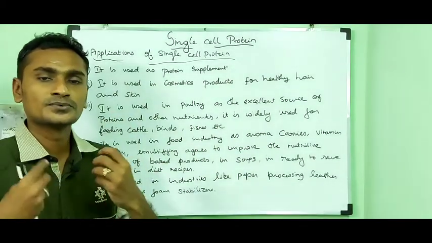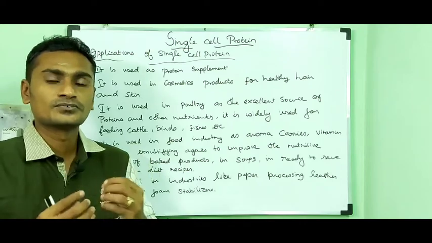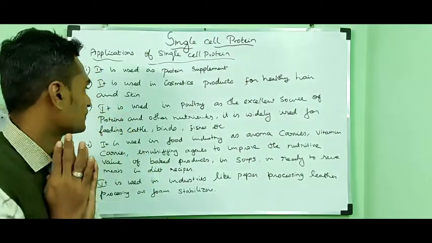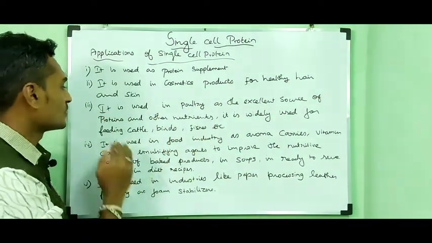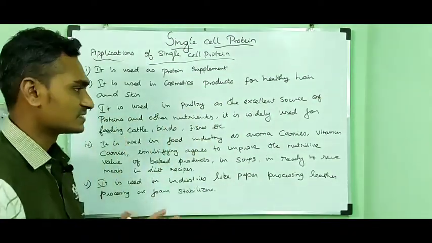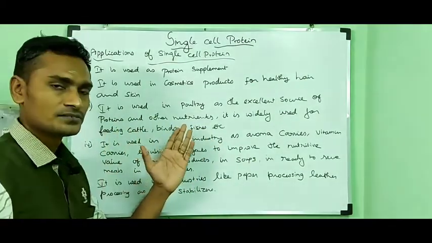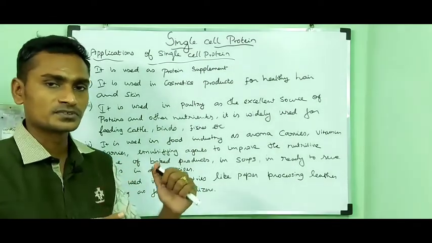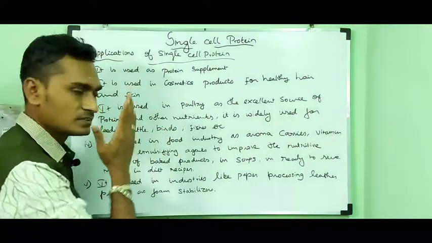So you have to check the ingredients of the cosmetics which you use. Then it is used in poultry as an excellent source of protein and other nutrients. It is widely used for feeding cattle, birds and fishes, etc. So due to the high amount of proteins, they are used in poultry and for feeding cattle, birds and fishes.